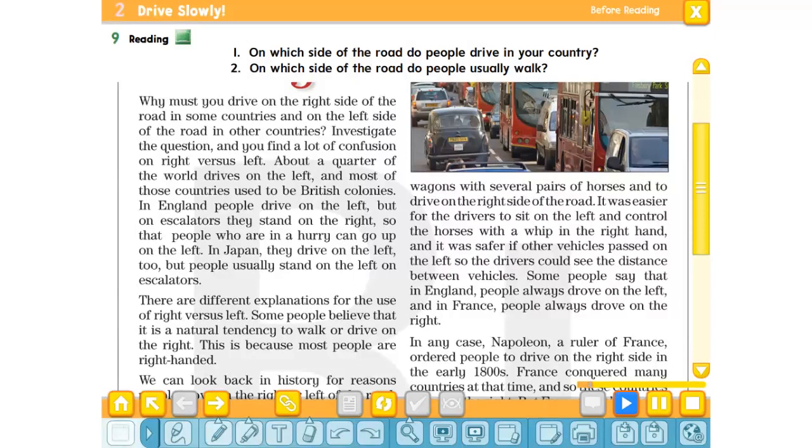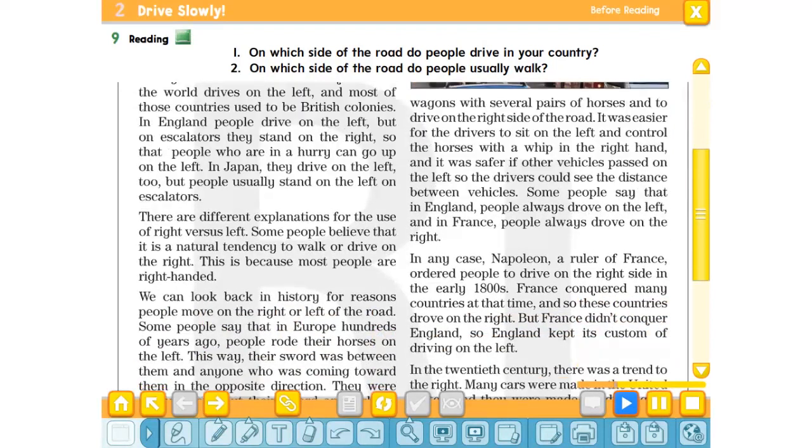About a quarter of the world drives on the left, and most of those countries used to be British colonies. In England, people drive on the left, but on escalators, they stand on the right, so that people who are in a hurry can go up on the left. In Japan, they drive on the left too, but people usually stand on the left on escalators. There are different explanations for the use of right versus left. Some people believe that it is a natural tendency to walk or drive on the right. This is because most people are right-handed.